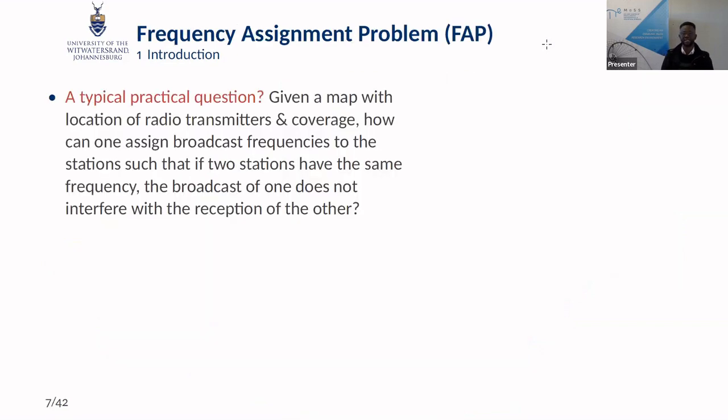So a typical practical question that one might ask is: if I have a map that shows me the location of radio transmitters and maybe their coverage or their broadcast area, how can we assign the broadcast frequency to the stations such that when two stations have the same frequency, the broadcast of one does not interfere with the broadcast of the other? That would be your practical question. The map I showed you previously already captures distance. But what if someone gives you a new location map? You need to assign these frequencies. How do you go about it?